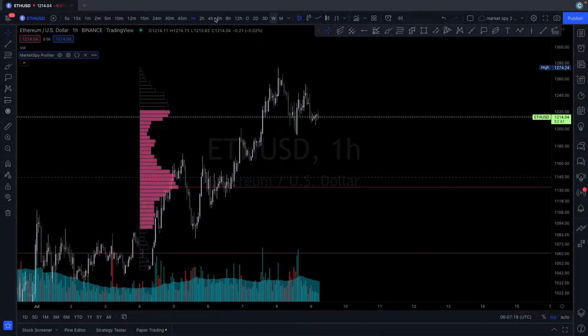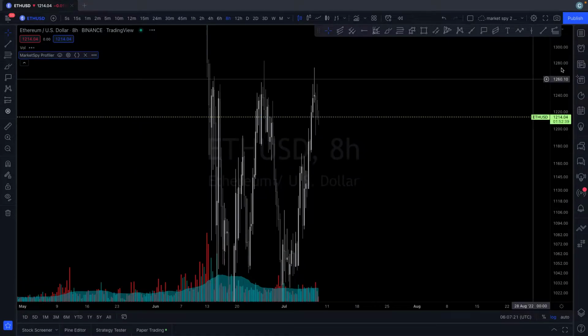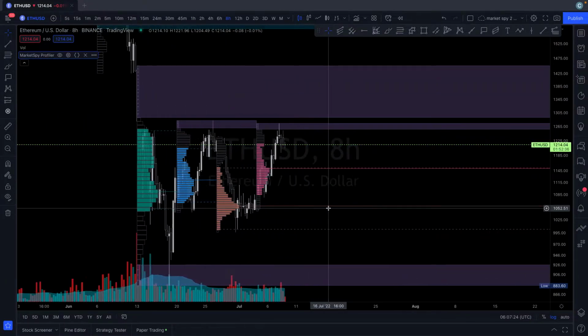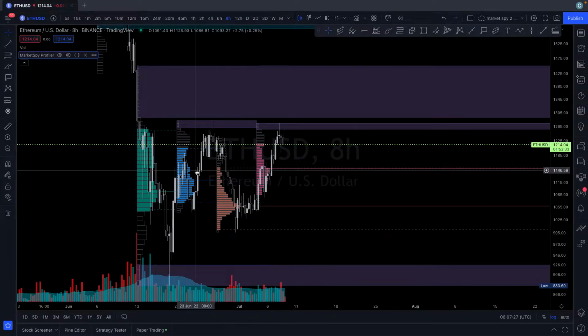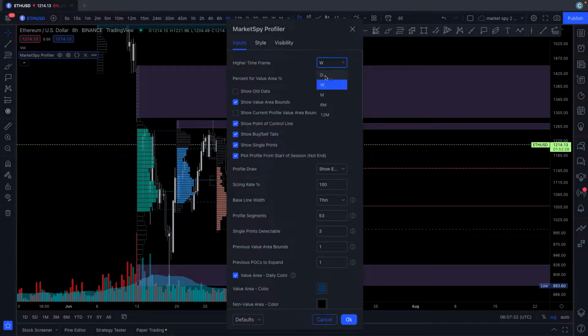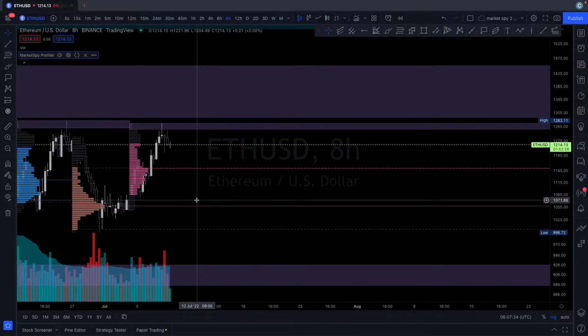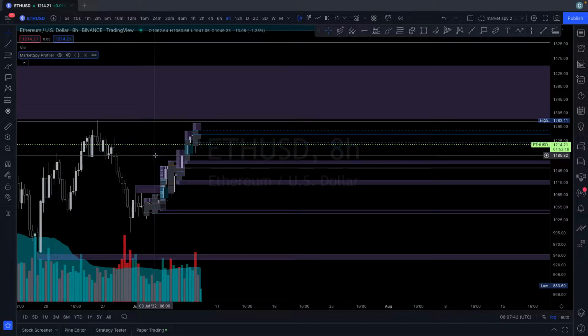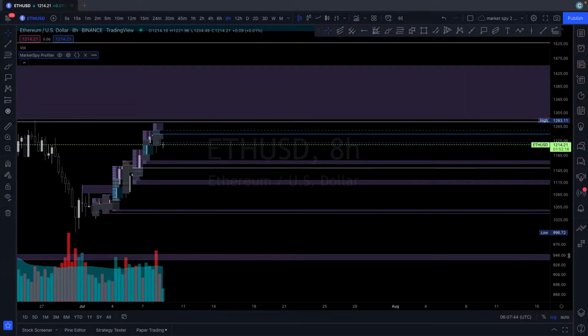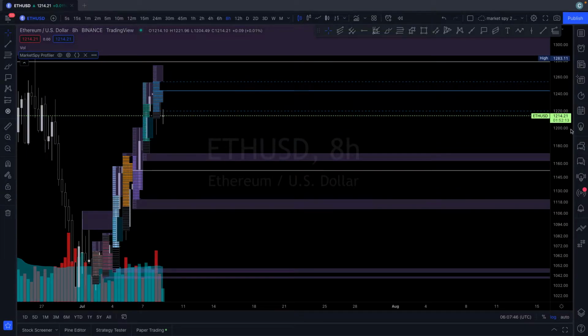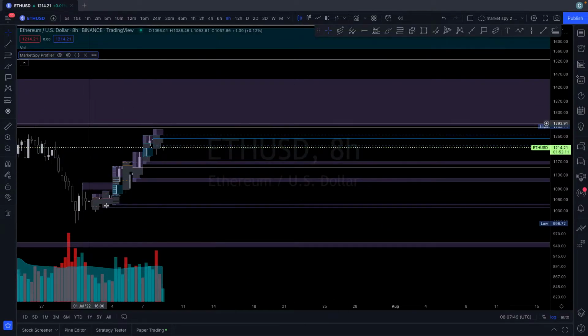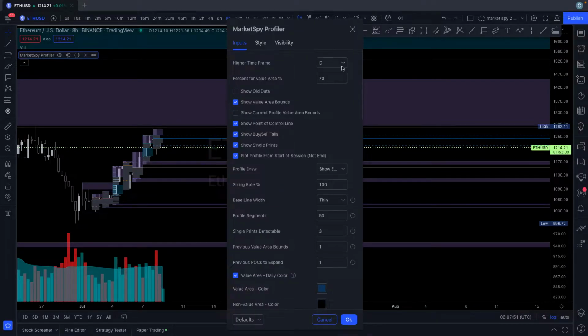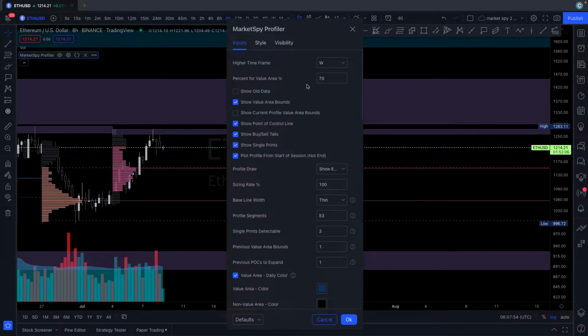But the reason for that is, so let's go up to the 8-hour. And these are on weekly profiles, so obviously it's a week's worth of price action. But if we come up here to the daily time frame, this is what your profiles are going to look like, because you're only having 3 candles per profile. So it doesn't make much sense. You're not really going to gain any knowledge out of this. So when you're dealing with higher time frames, you just bump up.